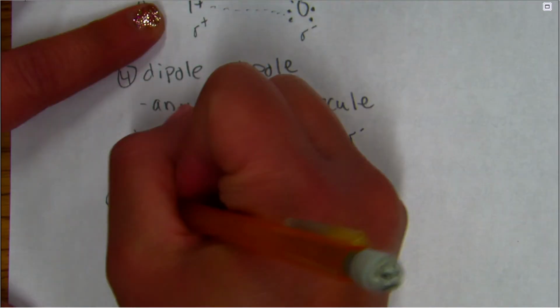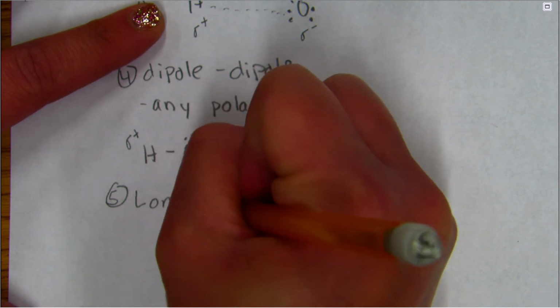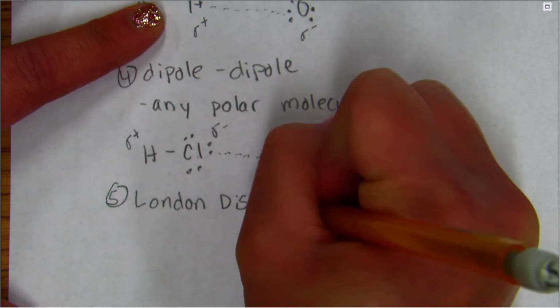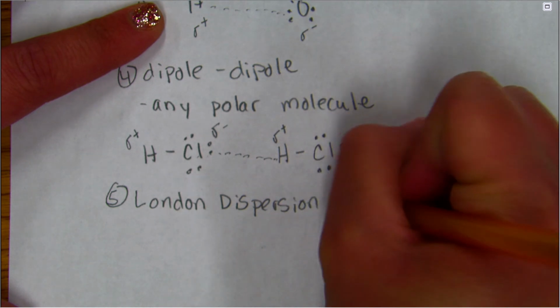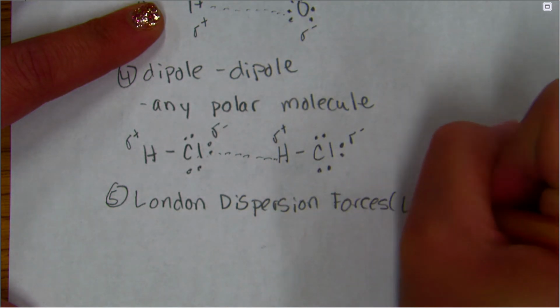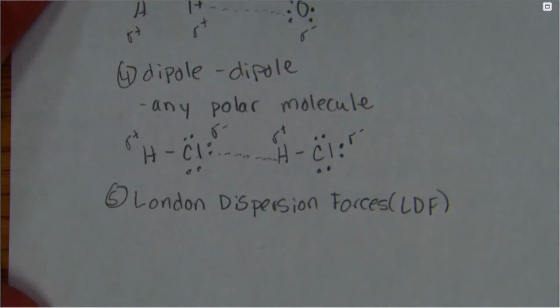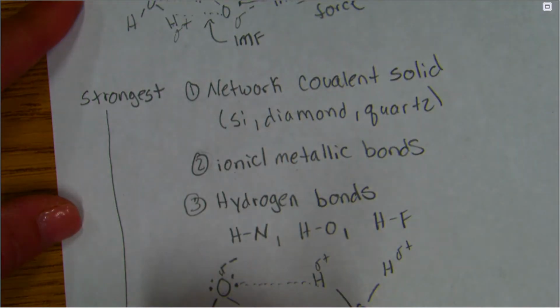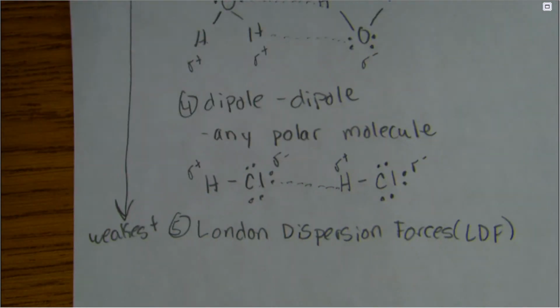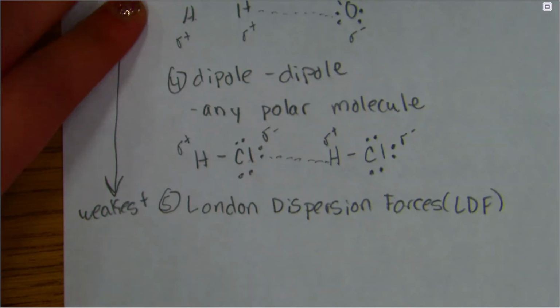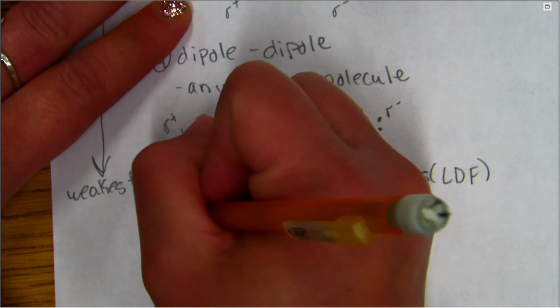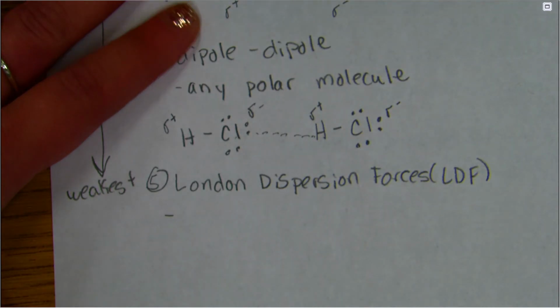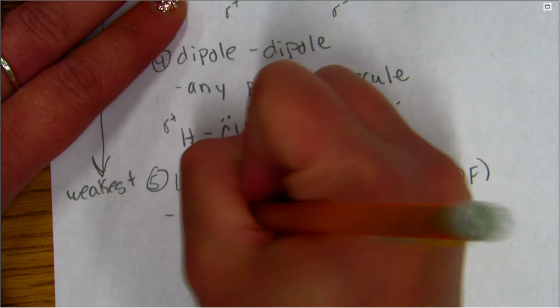Finally, we have our London dispersion forces, which we can abbreviate LDF. Now, these are the weakest of our forces. So I am going from strongest down to weakest. All substances have London dispersion forces to some degree. This is important.